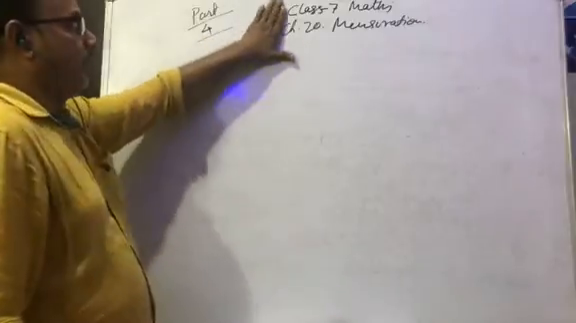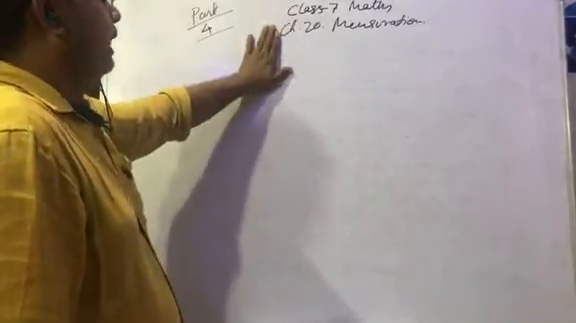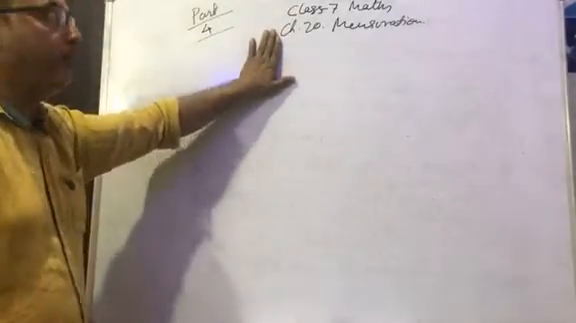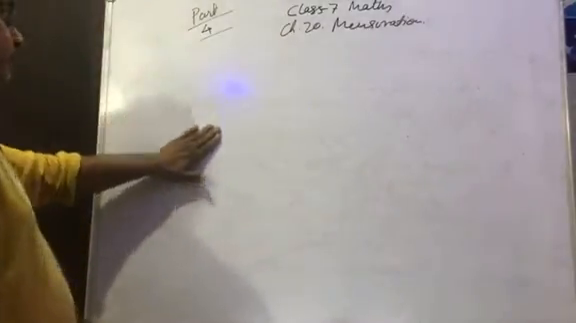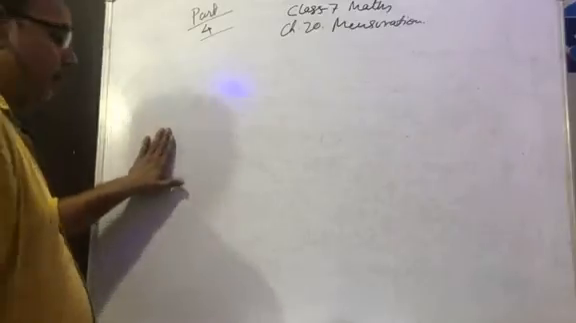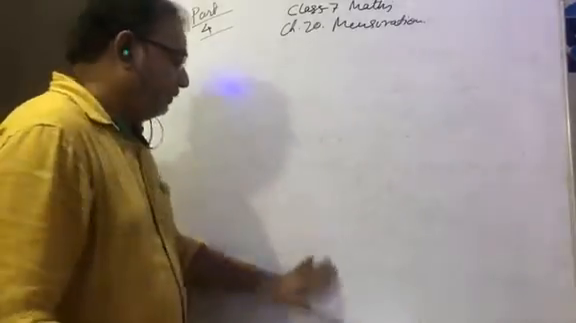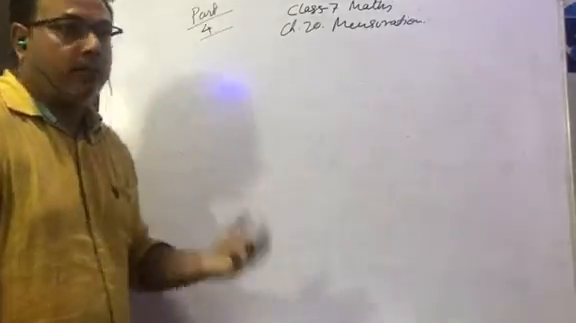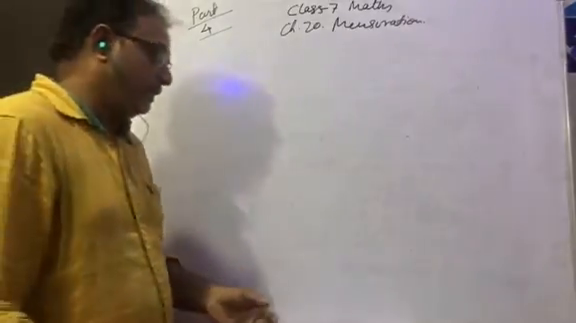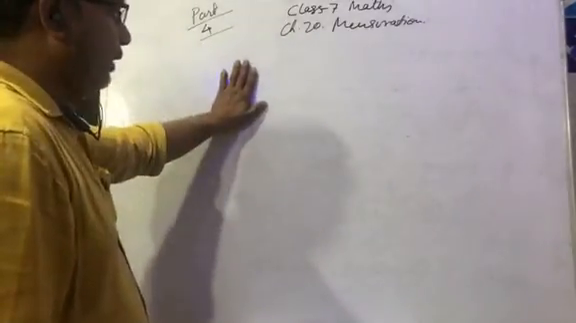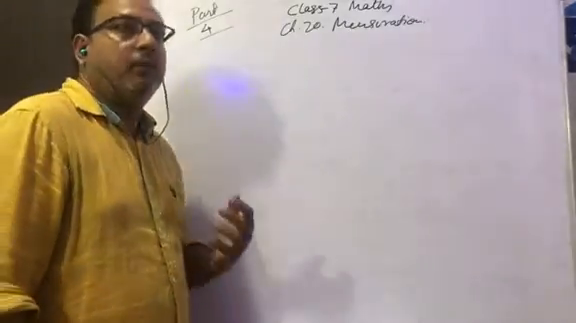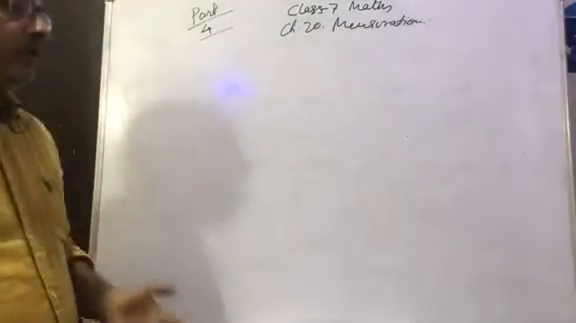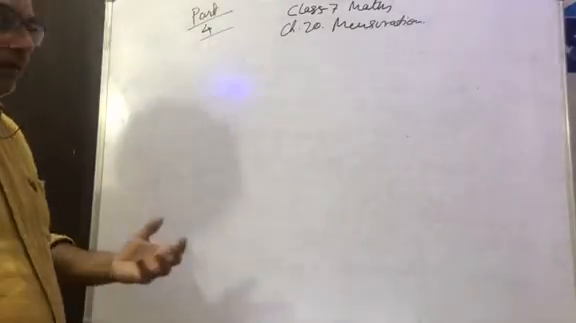This video is for class 7 maths and this is the continuation of chapter number 20, mensuration, and this is the fourth part related to this chapter. In the previous video I explained about the circumference, and in this video I'm going to solve some questions related to the circumference of the circle.